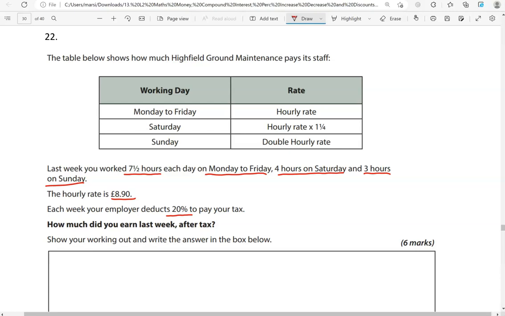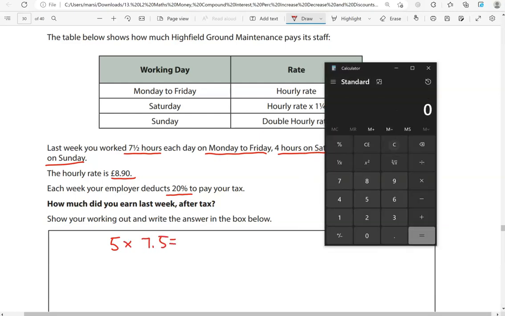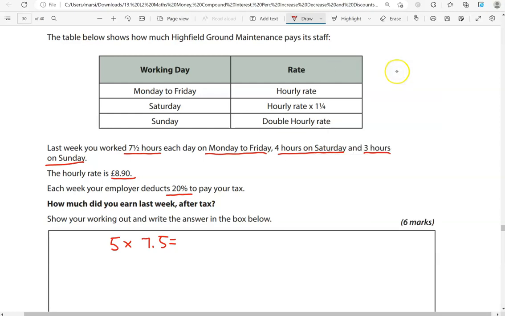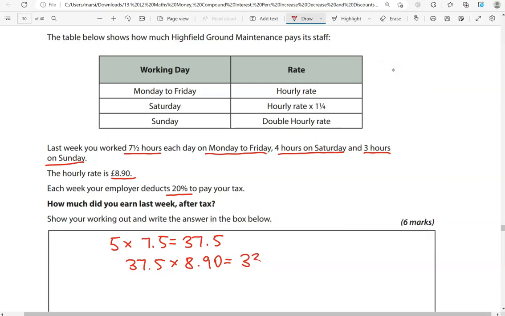So Monday to Friday, 7.5 hours each day. So that is 5 times 7.5, which is 37.5 hours. Hourly rate is £8.90, so 37.5 times £8.90 gives us £333.75.